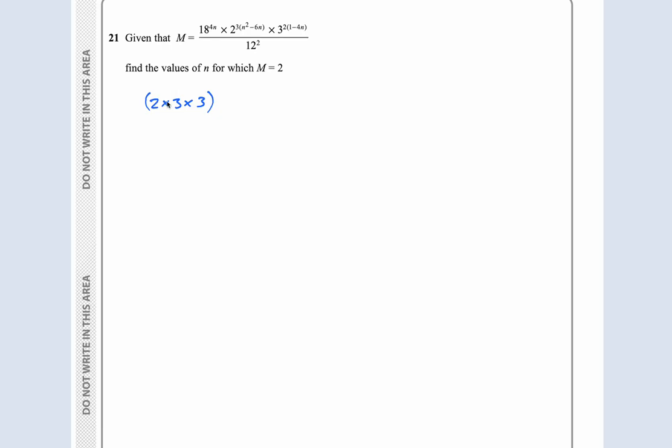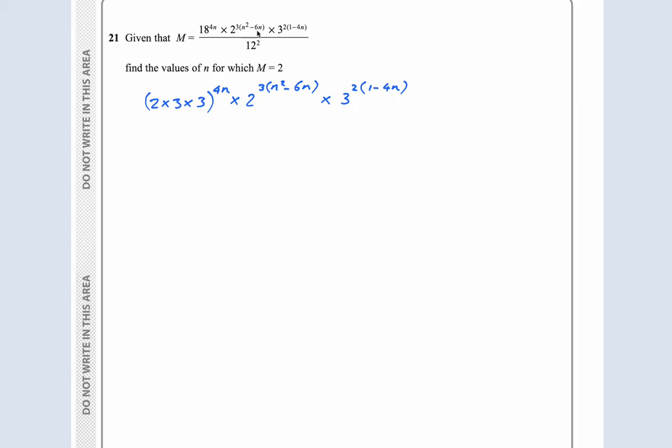So I've just turned 18 into 2 times 3 times 3. I think everyone will agree that that's correct. 2 times 3 is 6, 6 times 3 is 18. And this is all to the power of 4n, 18 to the power of 4n. This guy is already a 2, so that's fine, let's leave it. 2 to the power of 3 times n squared minus 6n. And this guy's already a 3, so he's fine too. 1 minus 4n.